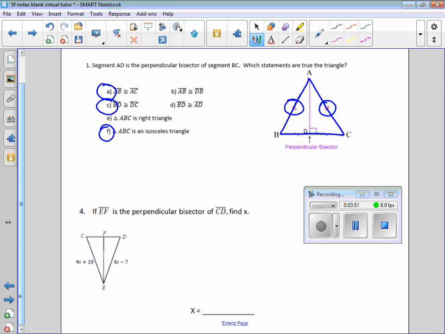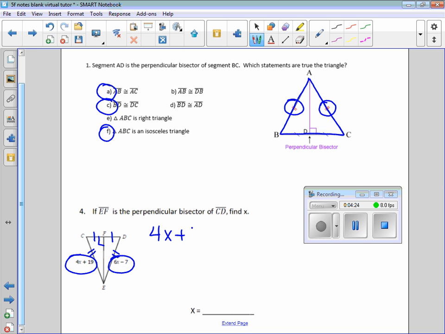In our next example, they tell you that EF is the perpendicular bisector of CD. They want you to find X. Well, given that EF is the perpendicular bisector, so we have a right angle here, we know that CF is congruent to DF, and we also know that CE is congruent to DE. So now we can take the expressions given for those two sides and set them equal to each other and solve for X.